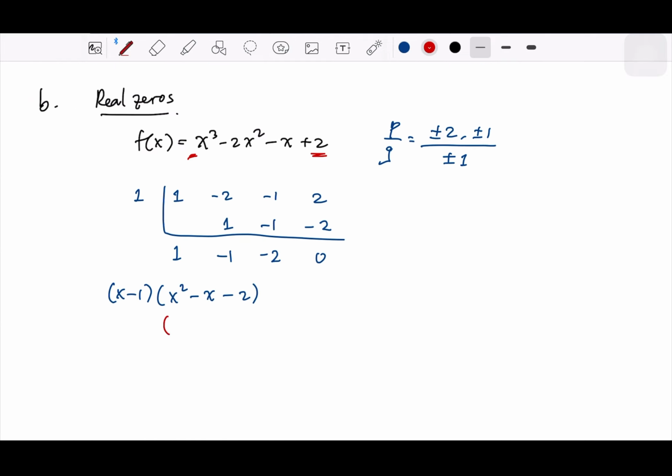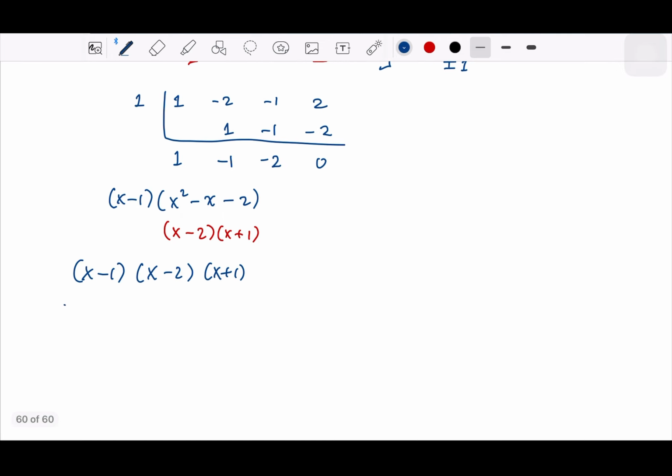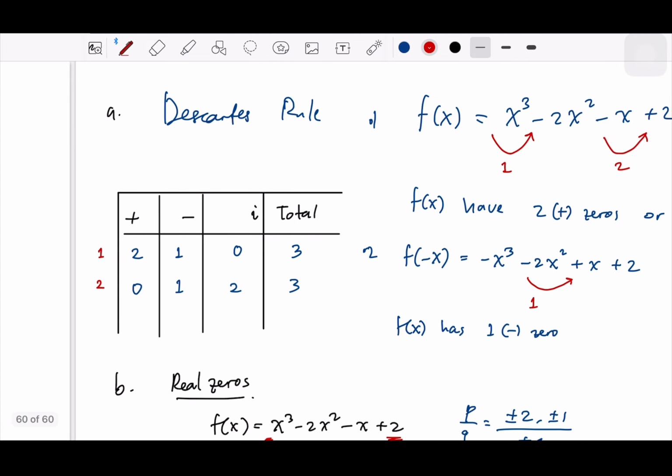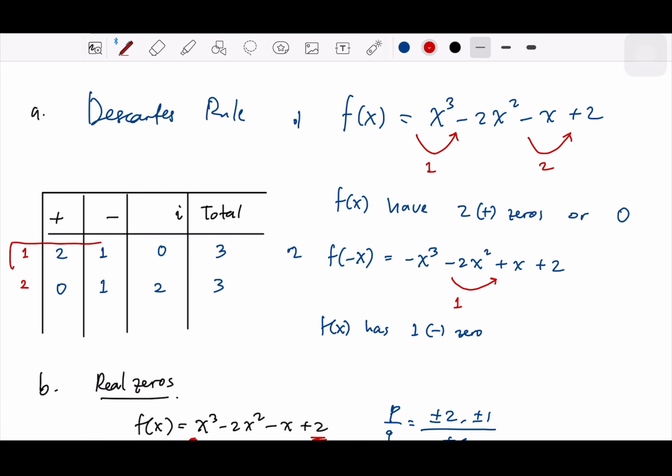Now this can be factorized: x minus 2 and x plus 1. So we have x minus 1, x minus 2, x plus 1, which we can take as zeros: x equal 1, x equal 2, and x equal negative 1. So we have 2 positive zeros and 1 negative zero, and it's completely perfect with our path number 1. So this is our path for the Descartes rule to be true.